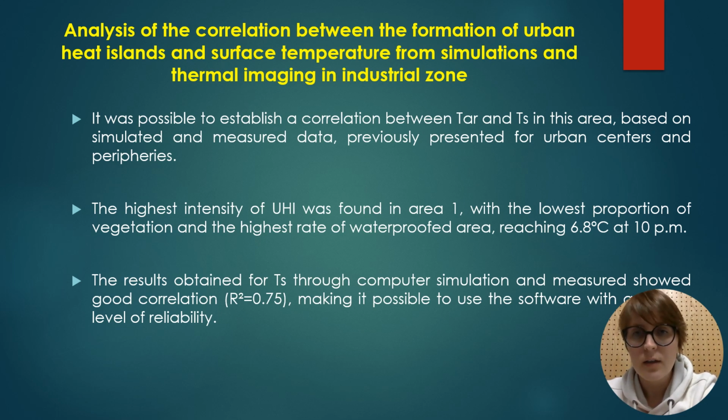between surface and atmosphere. The highest intensity of urban heat islands was found in Area 1, with the lowest proportion of vegetation and the highest rate of waterproof area, reaching 6.8 degrees at 10 p.m.